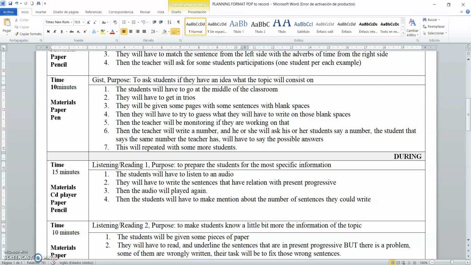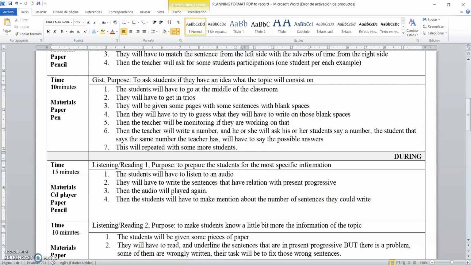And the other activity, time, 10 minutes. The materials, paper and pen or pencil. It's called gist. This activity has a kind of characteristic, which is that the students are going to try to guess something about the topic. So this is mostly guessing something. And we're going to find it out in the fourth step. But I'm going to start from the beginning.